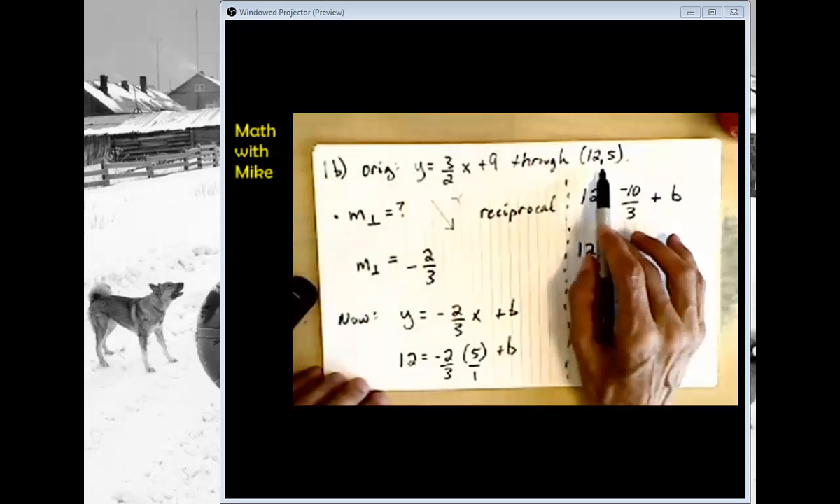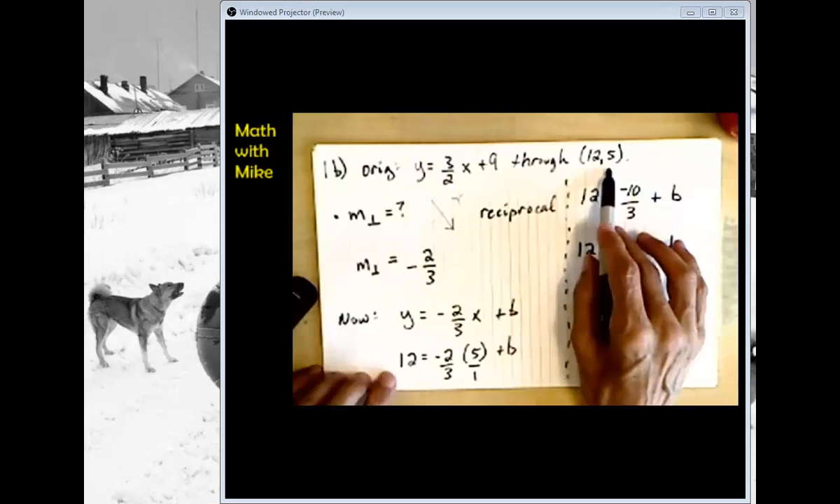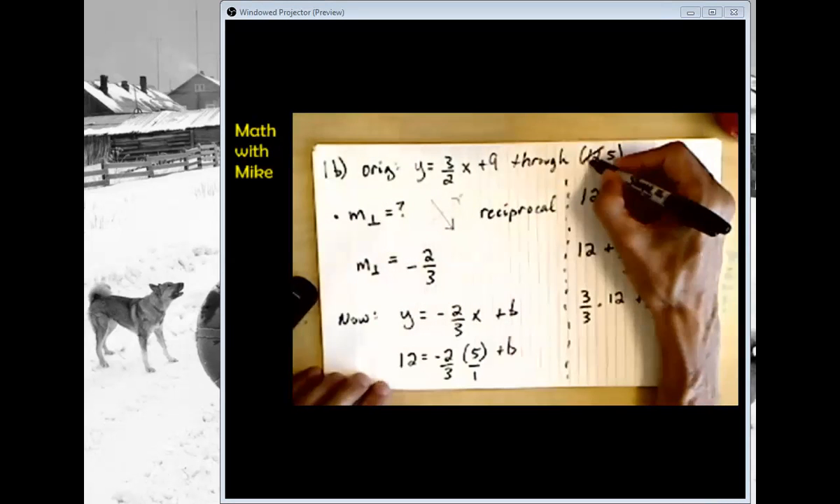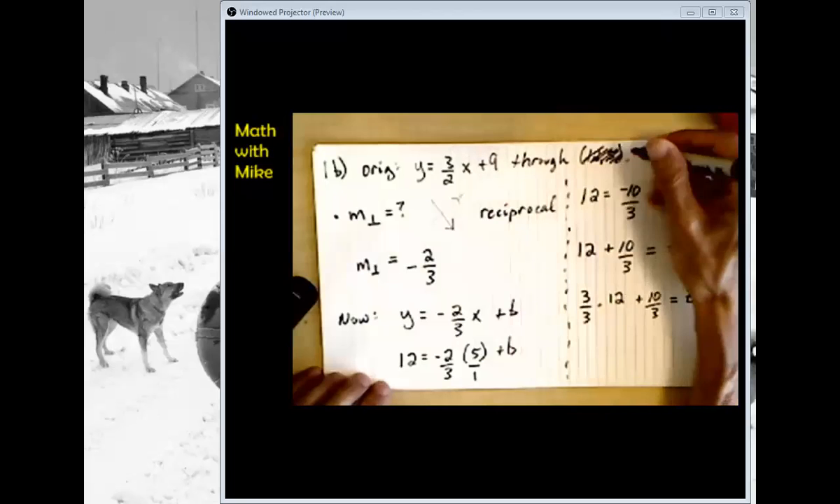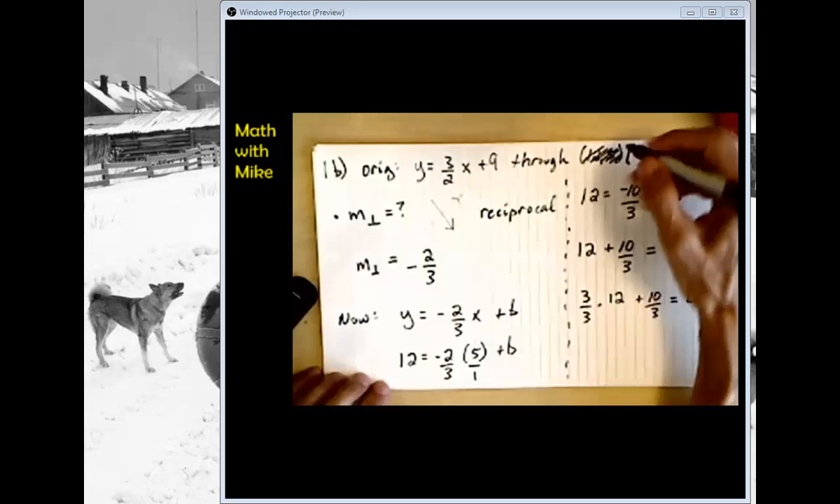Oh, whoops. Check this out. A student caught me making a mistake here. 12 is for X and 5 is for Y, so I got it backwards. So here's how I can save all this work. Otherwise, it would have been a disaster. Well, it still is a disaster.